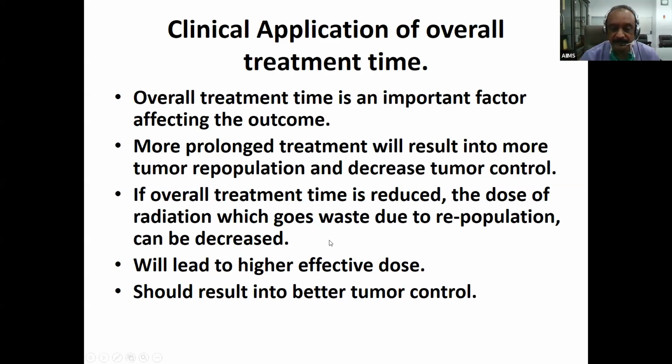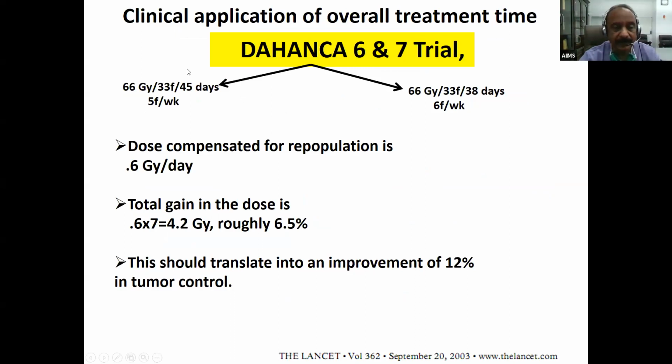This statement, that if we reduce the overall treatment time we should have improved local tumor control, is validated by the famous DAHANCA 6 and 7 trial. A very simple maneuver in this trial: 5 fractions per week is compared with 6 fractions per week. The rest of the things are the same in both arms. 66 gray, 66 gray, 33 fractions, 33 fractions. 45 days, 38 days, because they are treating 6 fractions per week. So just by adding 1 more fraction per week, they reduce the overall treatment time by 7 days.